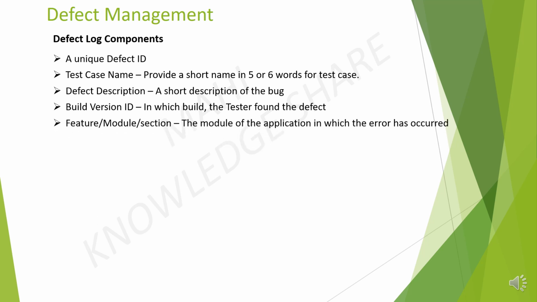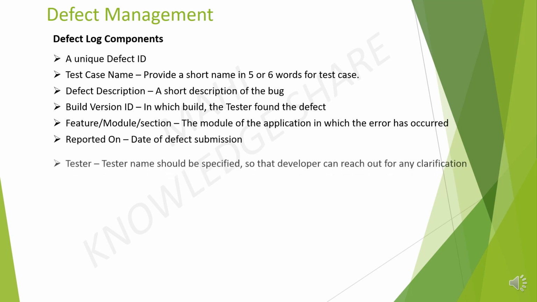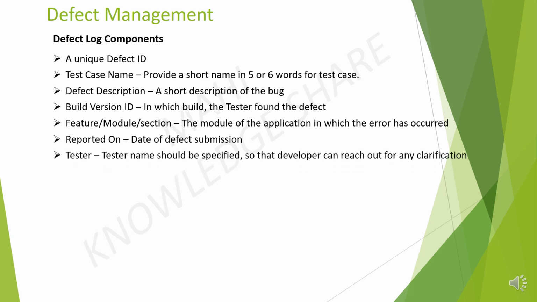Ensure marking the feature, module and section of the application in which the error has occurred. Enter the date when the defect was identified. Tester name should be specified in the defect report so that developer can reach out for any clarification. Assign the defect to the responsible person in the development team, for example, to the project manager or project lead.